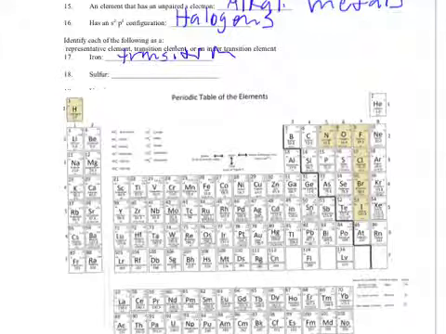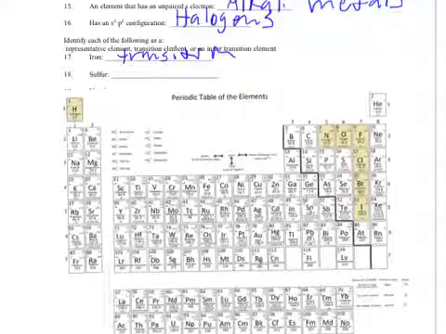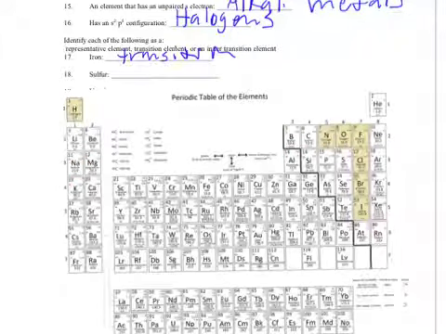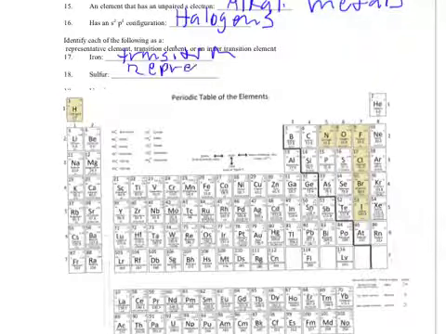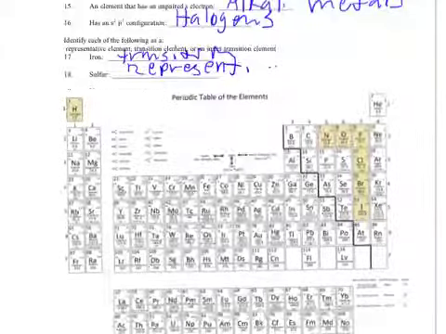All right, sulfur is over here. It's in a numbered column. Basically, if you're in the S or the P blocks, you are known as a representative element. Okay, let's keep looking here.